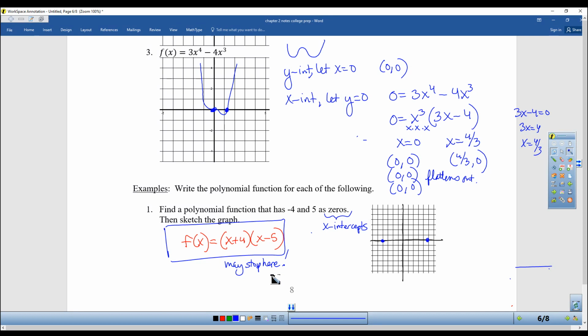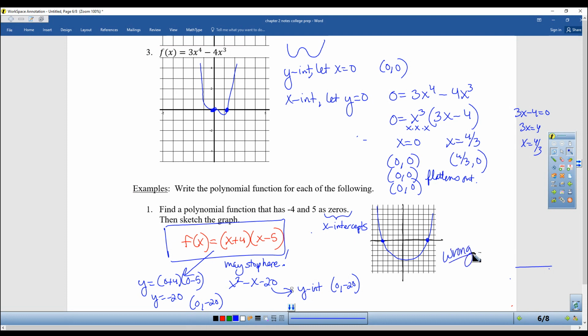But if this is your polynomial function, what is your y-intercept? If you were to multiply it out, you would get x squared minus x minus 20. So the y-intercept is (0, -20). Did you have to multiply it out to do that? No. You could have found the y-intercept by doing 0 plus 4 times 0 minus 5, and you still would have gotten (0, -20). So either way, my only point is, if you're sketching it and you do this, I am going to mark it wrong because that is not your y-intercept.